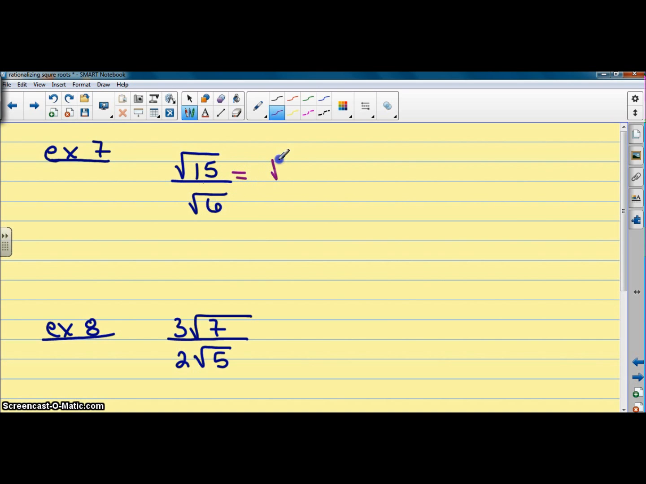So I'm going to write this out. 15 is made from the square root of 3 times the square root of 5. 6 is made from the square root of 3 times the square root of 2. The square root of 3's are going to cancel. So now I have a new problem. It's the square root of 5 over the square root of 2. And I'm going to rationalize this. Multiply top and bottom by square root of 2.